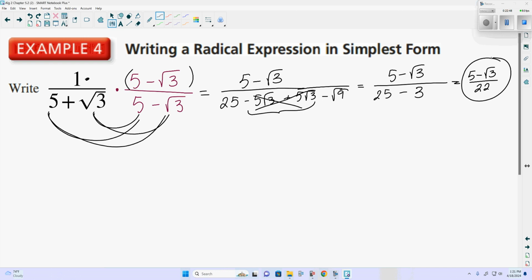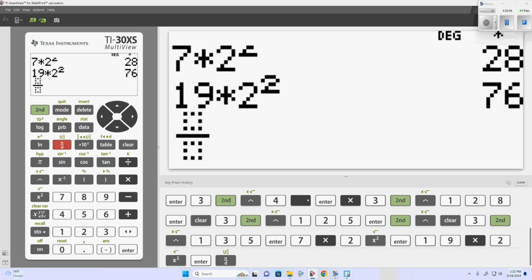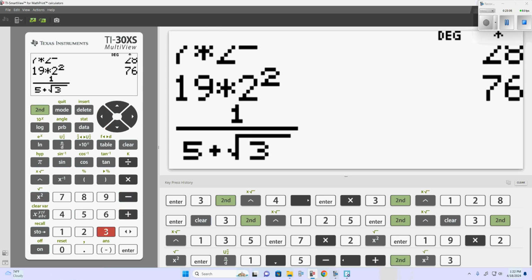Questions on this here? So we can check our answer because we had that before. Yes. Because we can plug it in, check the decimals, make sure the decimals line up. And if they do, then we have the same thing. Was it 5, not minus, plus the square root of 3.